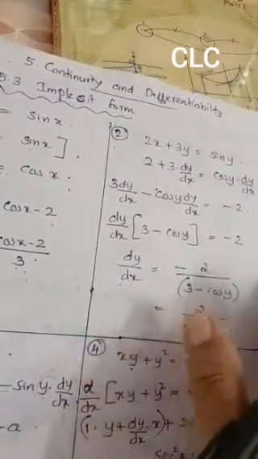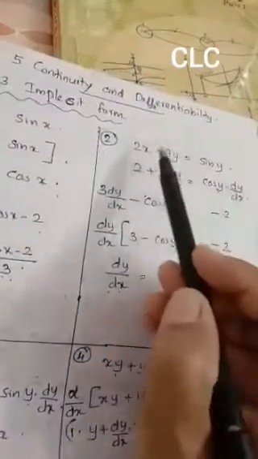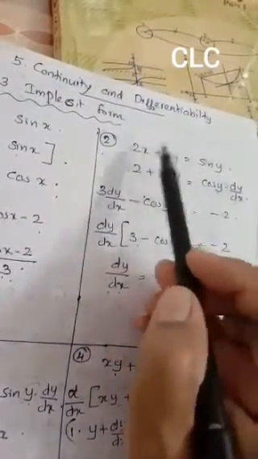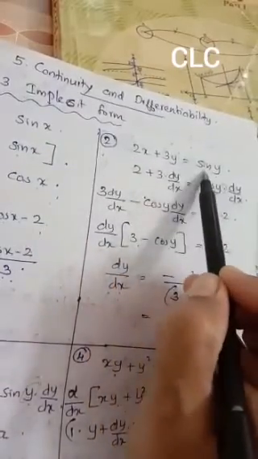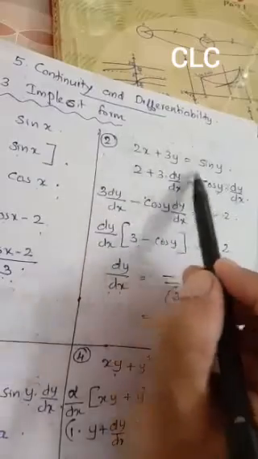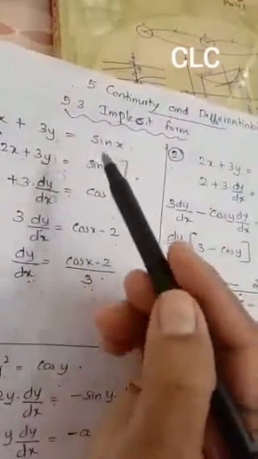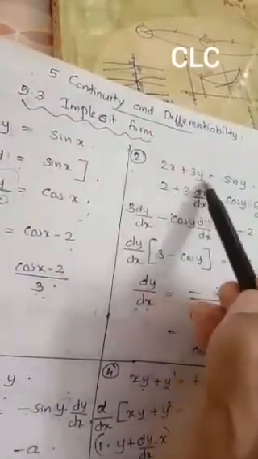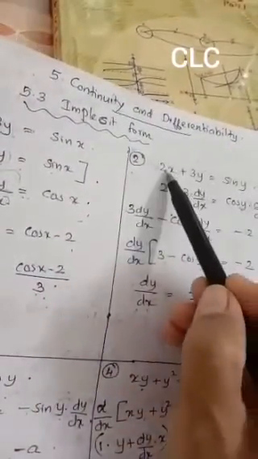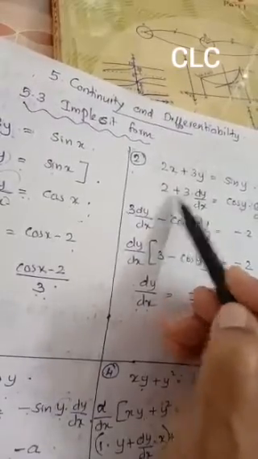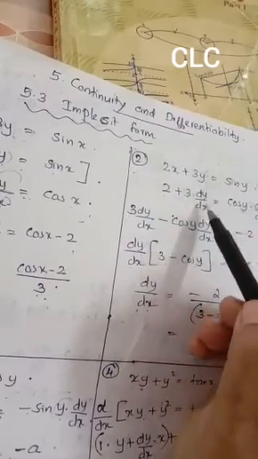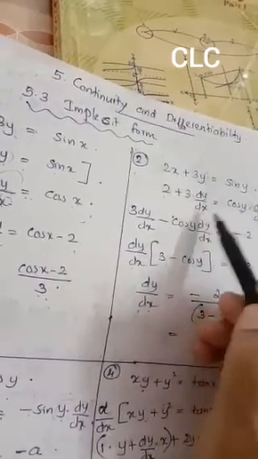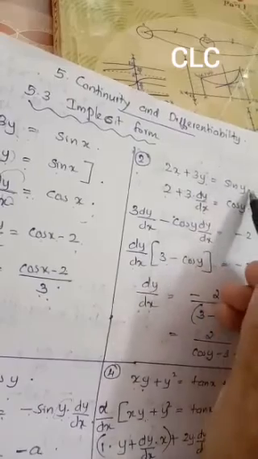It is similar to question 1. Just look at the variables x and y. Now question 2, 2x plus 3y is equal to sin y. So what we have to do? First we are going to take the derivative of the whole equation. The derivative of 2x is 2 plus the derivative of 3y is 3, and what is the derivative of y with respect to x? It is dy by dx, which is equal to sin y.